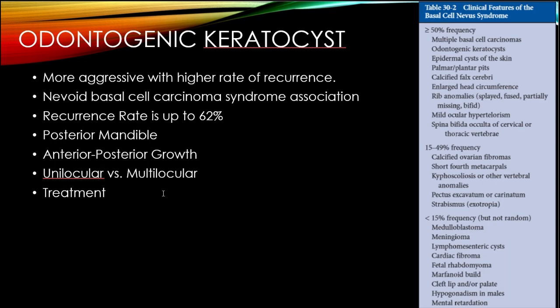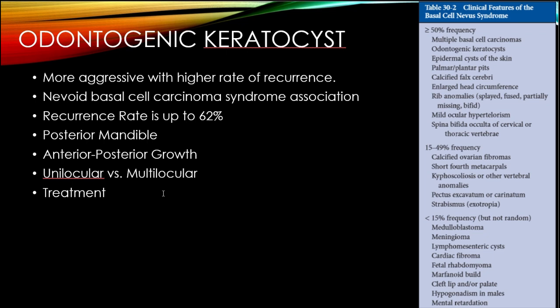Now, keratocyst, it's more aggressive, with a higher rate of recurrence. Sometimes they called it a tumor, odontogenic keratocystic tumor. But then they went back to calling it a cyst because they found that its aggressiveness and its growth is not similar to a tumor. It has anterior-posterior growth, meaning the buccal and lingual plates would remain the same, but it will go anteriorly and posteriorly. Usually in the posterior mandible, the recurrence rate is up to 62%, and it has a high risk of association with basal cell nevus syndrome, or nevoid basal cell carcinoma.